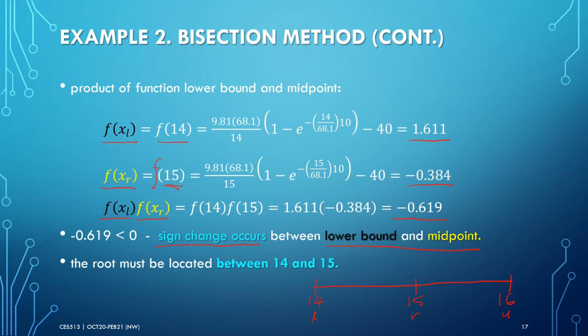Then when we test the product of the function at the lower bound and the estimated root, we get negative here. So that means the root lies in between 14 and 15. Thus, the new interval is considered as 14 and 15.